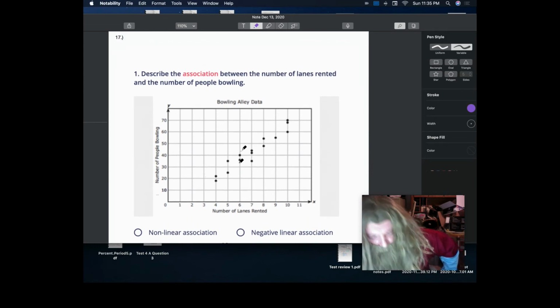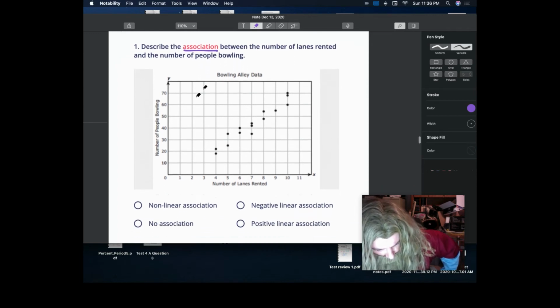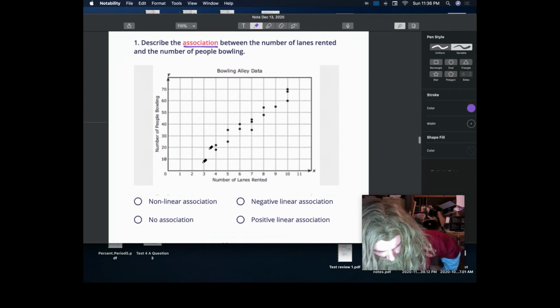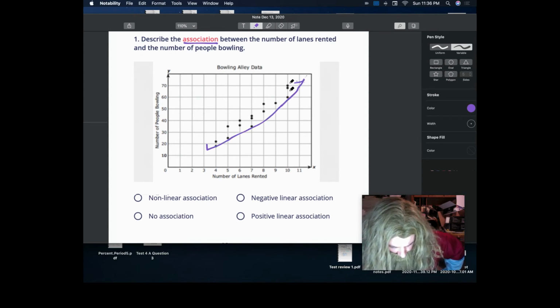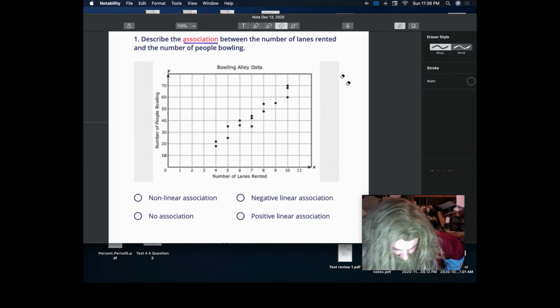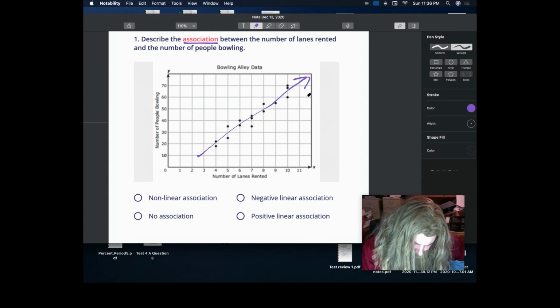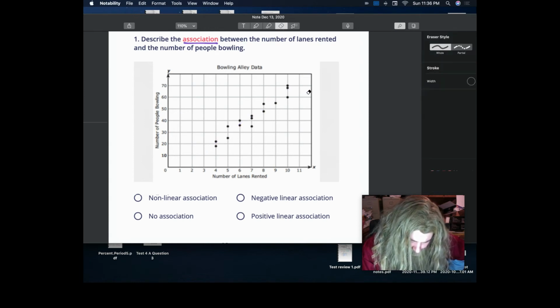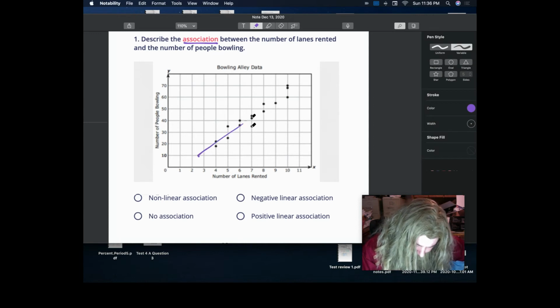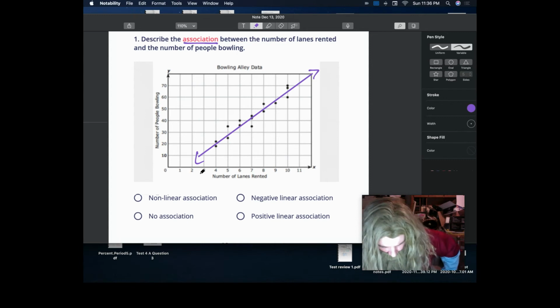Now we are talking about correlations. Describe the association between the lanes rented and the number of people bowling. Well, we can see clearly there is a general trend of going up here. The mighty Thor struggles to draw lines here. Let's try that again. As we can see here, there's a line that goes here. This is not worthy of the Thor's lines. Thor can do better. There's our line.